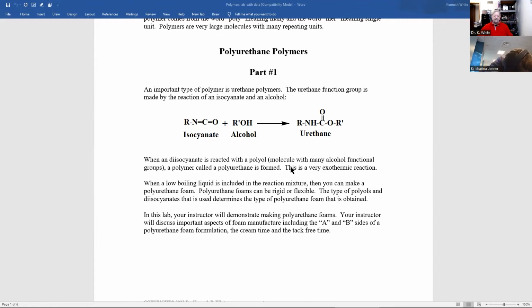a lot of heat. Now, you can put a low boiling liquid in the reaction mixture, and this way you make a foam, a urethane foam. Now, there are two types of urethane foam, rigid and flexible. If you've been in a car or if you've been in somebody's living room and you sit on a couch or your car seat, or you have some pillows that are, some of them are made from urethane foam. Those are flexible urethane foam.